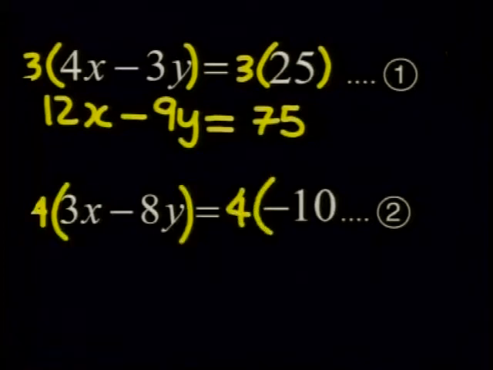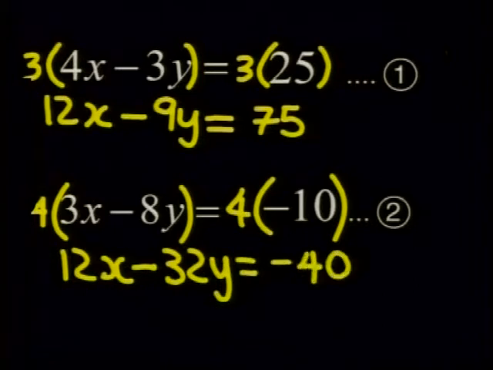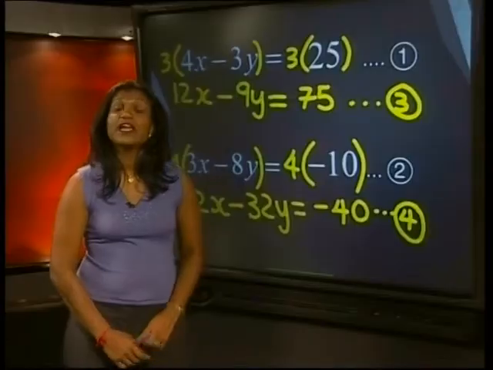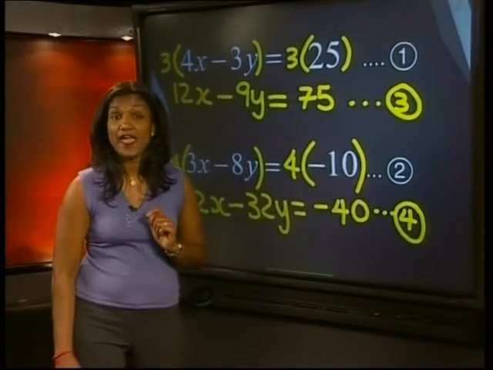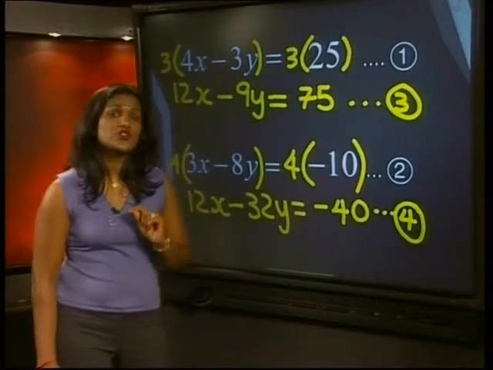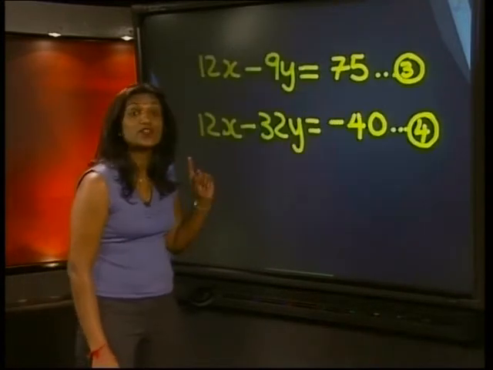In our second equation, I need to multiply both sides of the equation by 4 in order to get a coefficient of 12 for x. It's okay to have made 2 new equations because they will help us eliminate the x's in the next step. Now we have 12 as our coefficient of x in both these rows.